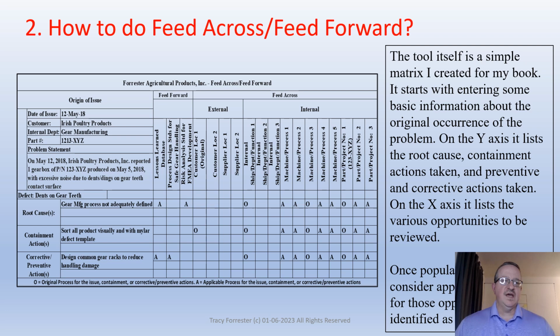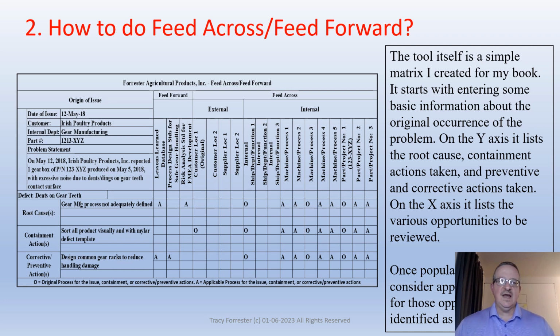So going on the y-axis, I've got a root cause, containment actions, and some corrective and preventive actions. And then going across the top in the x-axis, I've got feed forward with several different systemic opportunities, and then I've got feed across with several different location opportunities and some product opportunities.